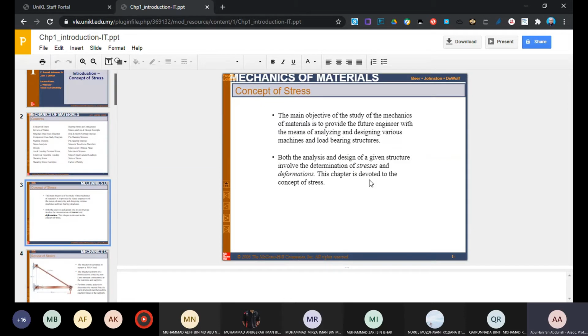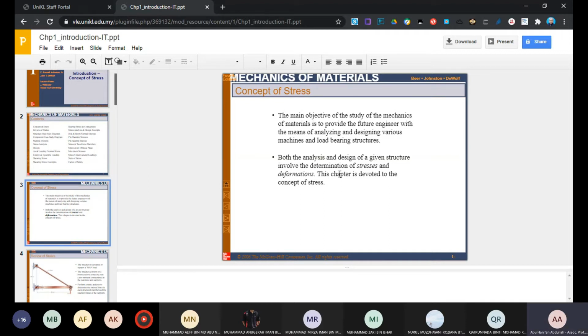What I would like to introduce to you first is the main objective of the course. The main objective of the study is to provide you, the engineer, means to analyze and design various machine and load bearing structure. And to be exact, for you is you be able to have the knowledge and competency for the next course, which is the aircraft structure repair.